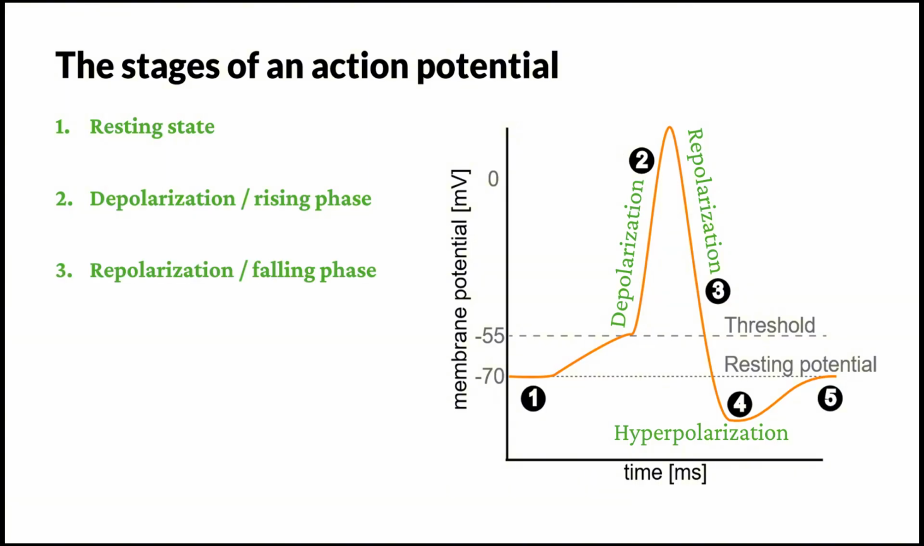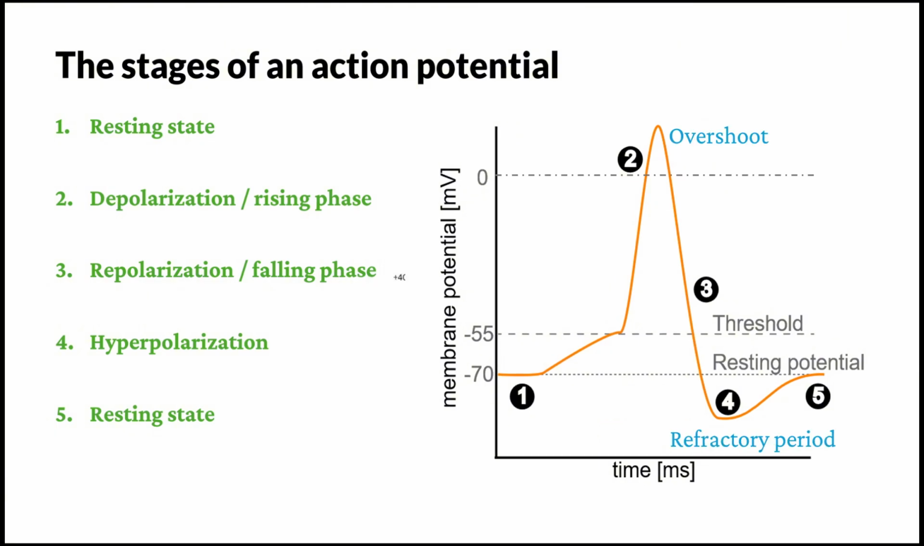Thirdly, we have repolarization, or falling phase, where the membrane potential falls again to -70 microvolts. After that, we get hyperpolarization, where the membrane potential dives down below -70 microvolts. And resting state again. We also have another set of terms for these.